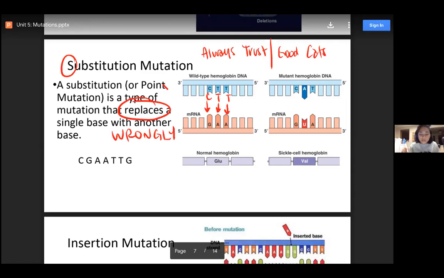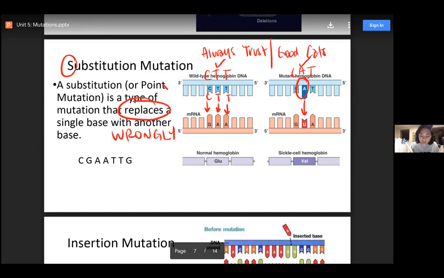Basically what it's saying is that if you accidentally sub out a certain base pair. So for example, here we had CTT, and that's right, but what if they accidentally write CAT? That would be wrong, because then it would just change a lot of things in a bunch of weird ways.